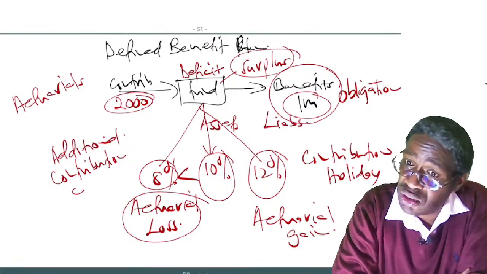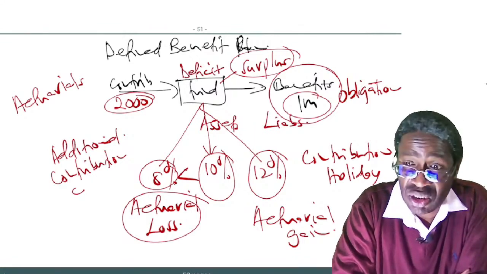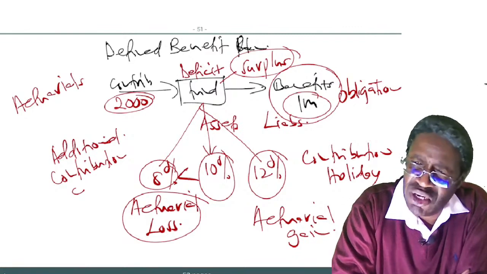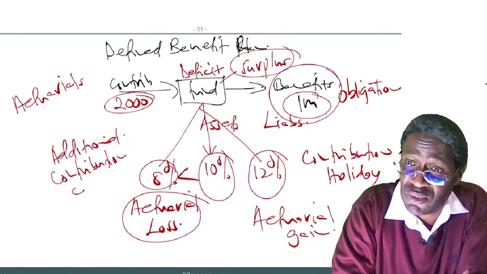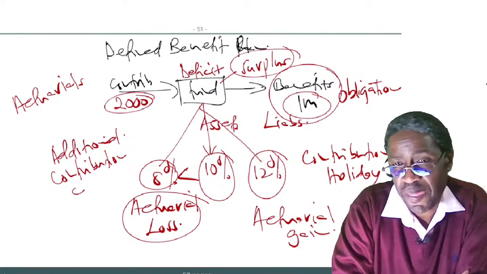I've already told you, the liability is that 1 million obligation to be paid 10 years from now. Are we able to pay that 1 million 10 years from now? Compare the assets of the fund.